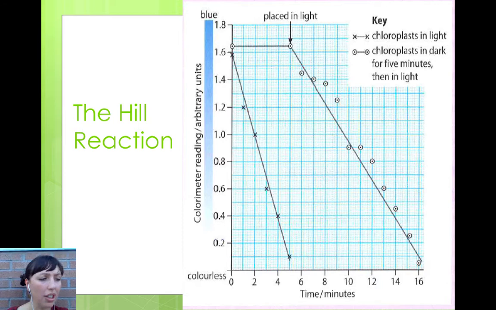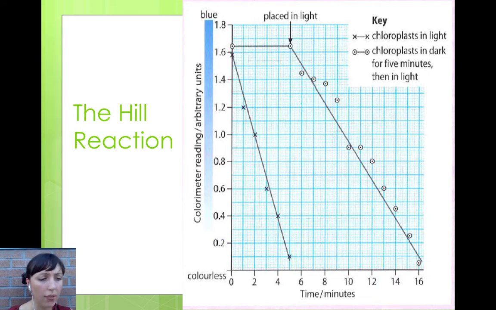So here's a graph that you need to familiarize yourself with. The rate of loss of blue color, which you can see there on the y-axis, can be used to investigate light intensity or light wavelengths. The rate of loss of blue color as measured in matching tubes against known concentrations is a measure of the effect of the factor being investigated. So you could be investigating light intensity or wavelength of light, and it's investigating the effect on chloroplast activity. Okay?